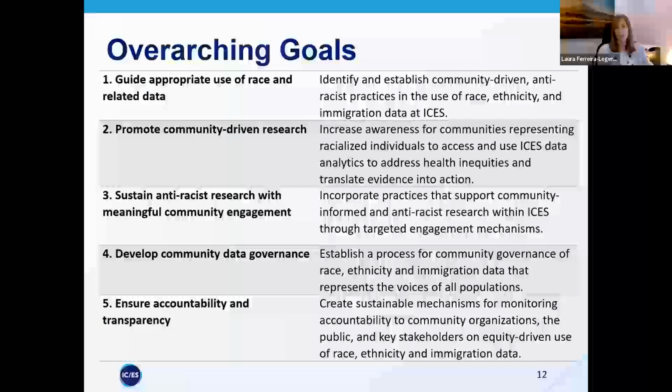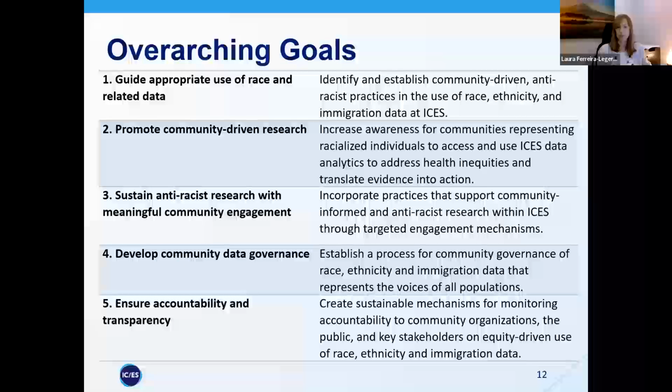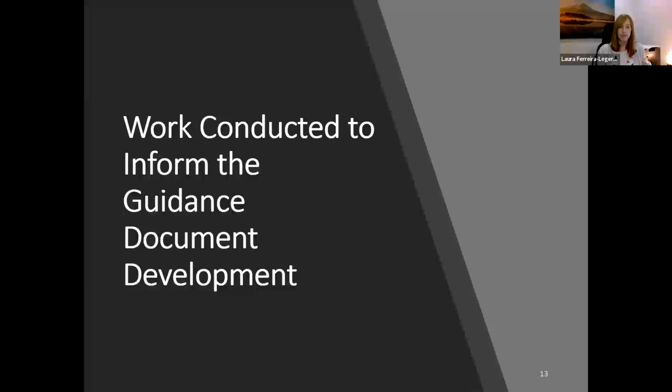And then accountability and transparency. Throughout this process, we want to make sure we have mechanisms to monitor our goals and our accountability, and to assess where we're at in terms of our metrics now and going forward. We're also thinking about having some of these metrics be community informed, to ensure that what we're doing is within their priorities. So that was a quick snapshot of where we're at with the guidance document itself.